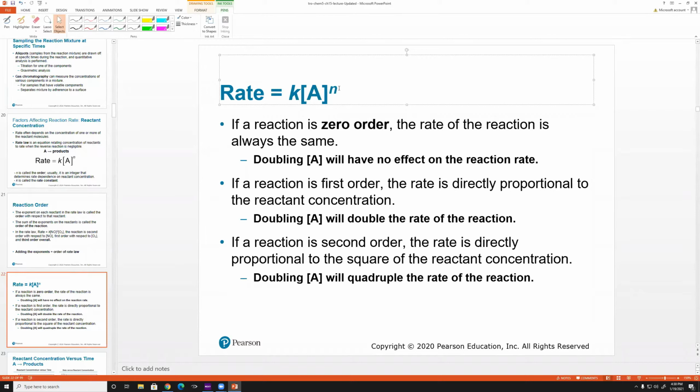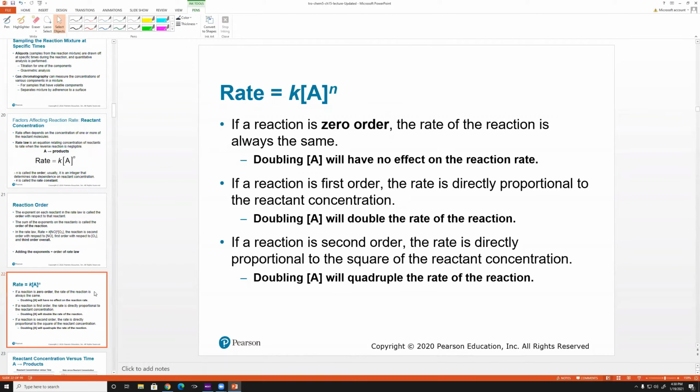If it's first order, meaning this is a 1 here, the rate is directly proportional to the reactant concentration. So if you double A, the rate doubles. If it's second order, meaning n is 2, or the sum of the coefficients of this reactant and another reactant is 2, the rate is directly proportional to the square of the reactant concentrations, meaning if you double A, you'll quadruple the rate of the reaction.